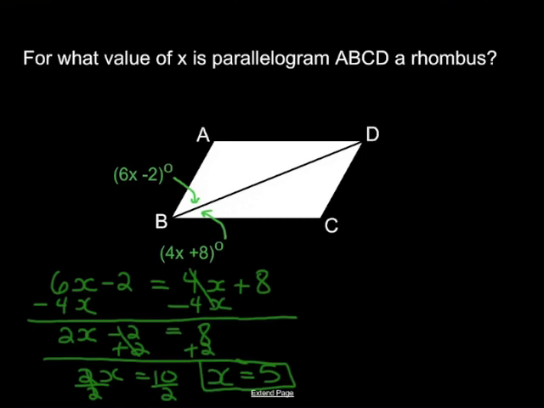So 6 times 5 is 30. 30 minus 2 is 28. Does that equal 4 times 5, which is 20? 20 plus 8 is 28. So we can check our answer this way. All right, here we have it, the 3 theorems for this lesson, and now it's your turn to practice.